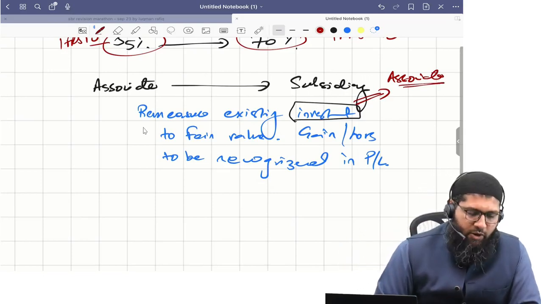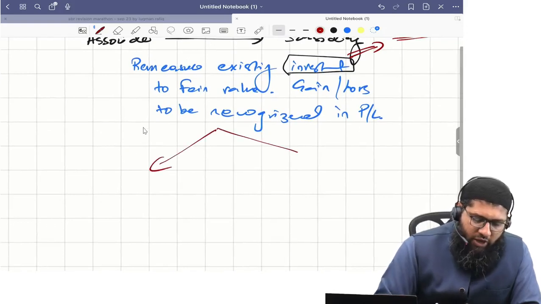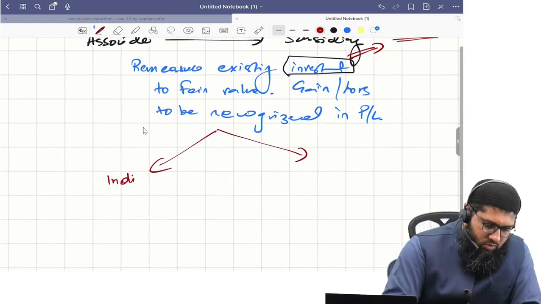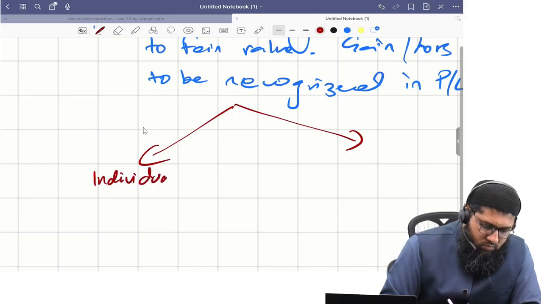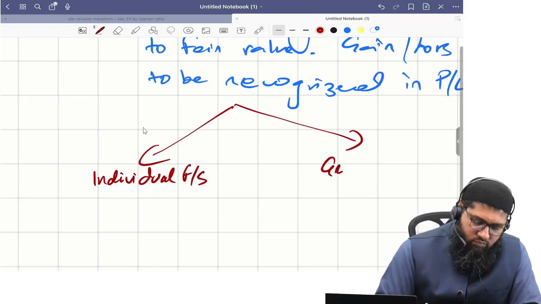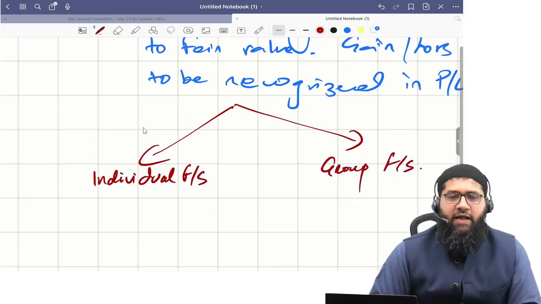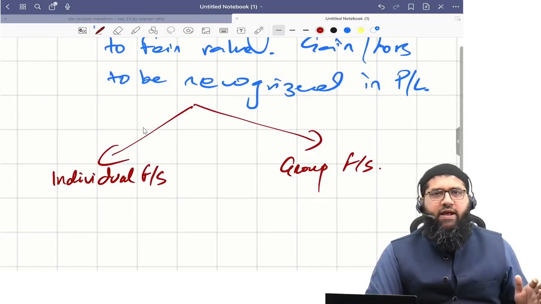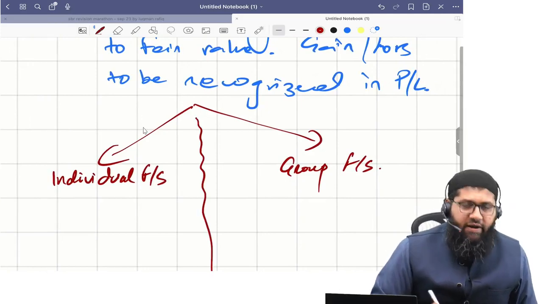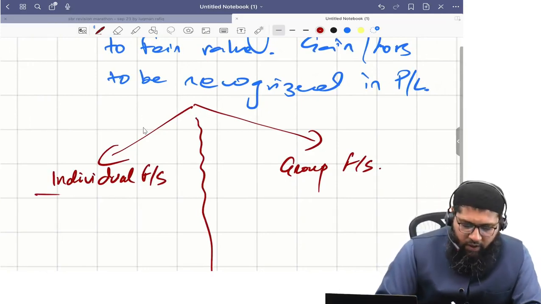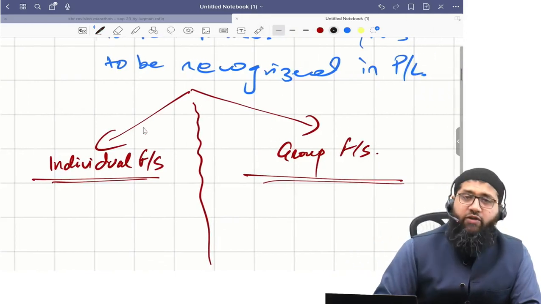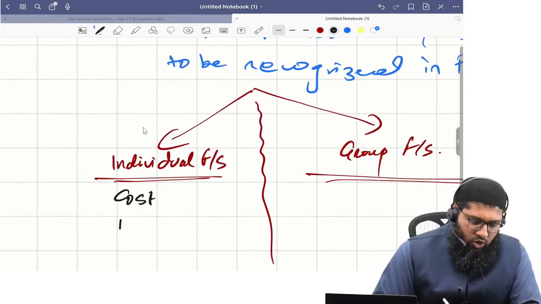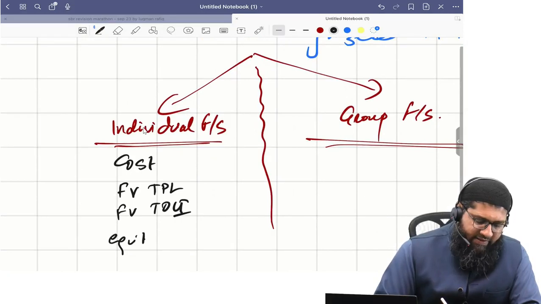Now there is one more thing I want you to understand, which is, when we talk about individual financial statement and when we talk about group financial statement, there is a different method of recognizing the gain or loss, because in the individual financial statement, you have a choice. You could be measuring your investment at cost, or at fair value through P&L, or at fair value through OCI, or using equity method of accounting. You have a choice.